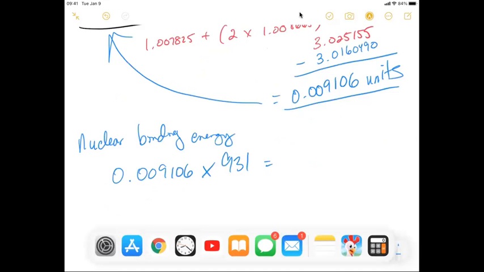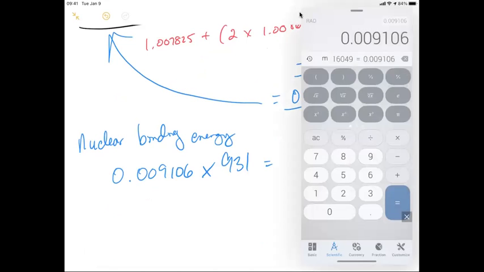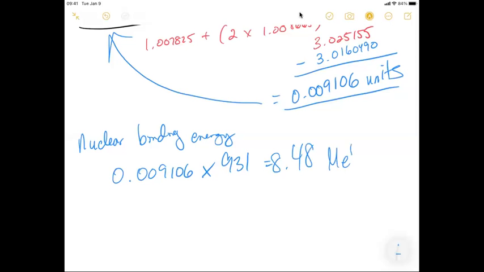So let's get the calculator out again. Hello, calculator. So that number is still up there. Now we multiply times 931 and we get 8.48 48 electron volts. And that's our nuclear binding energy.